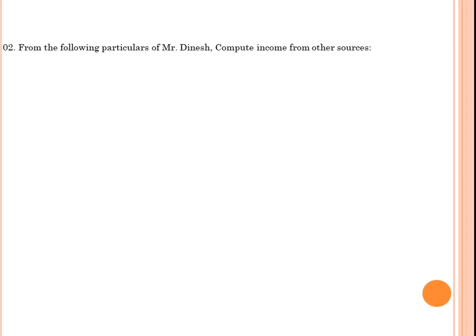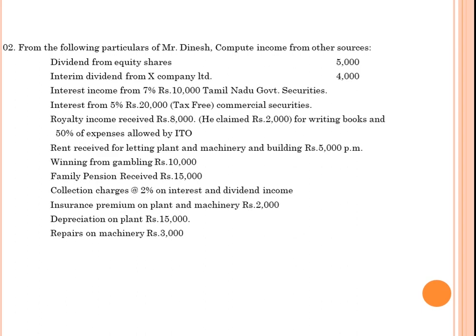Now question number 2, listen carefully. From the following particulars of Mr. Dinesh, compute the income from other sources. Dividend from equity shares 5,000, interim dividend from X Limited 4,000, interest income from 7% 10,000 Tamil Nadu government securities, interest from 5% rupees 20,000 tax-free commercial securities, royalty income received 8,000. He claimed rupees 2,000 for writing books and 50% of expenses allowed by the ITO, income tax authorities. Rent received for letting plant and machinery and building at 5,000 per month.